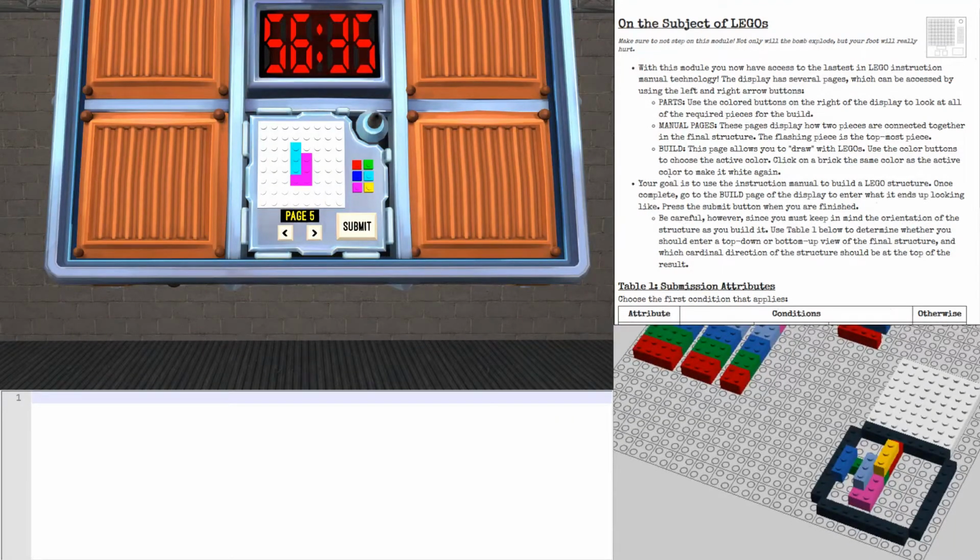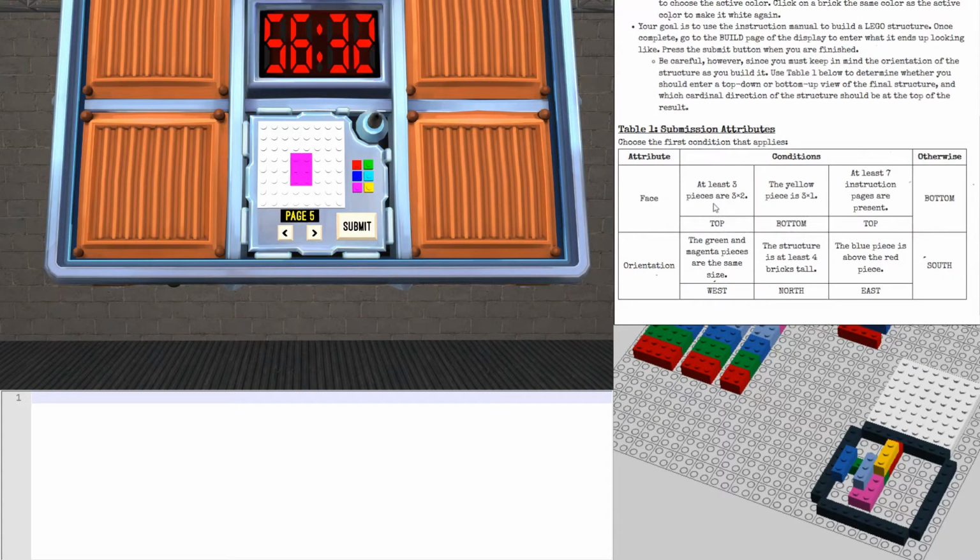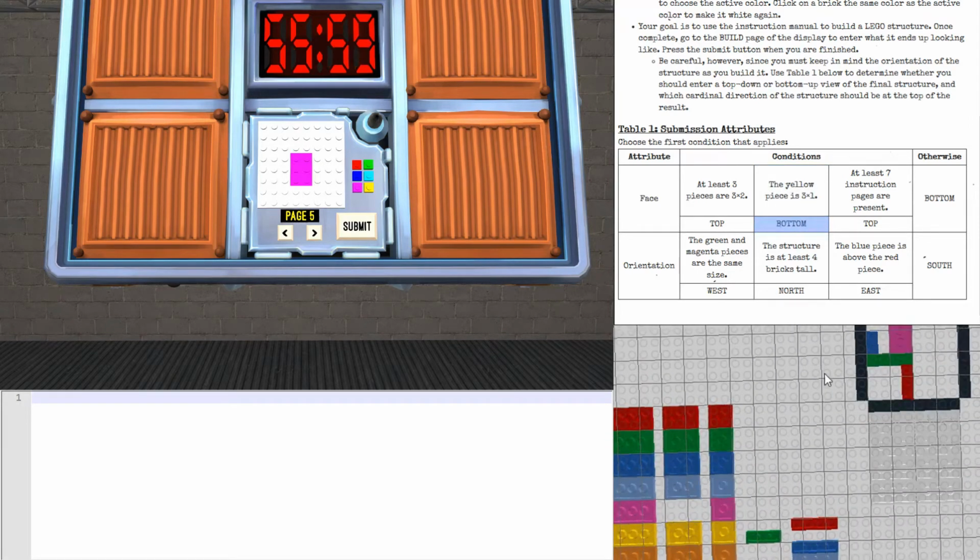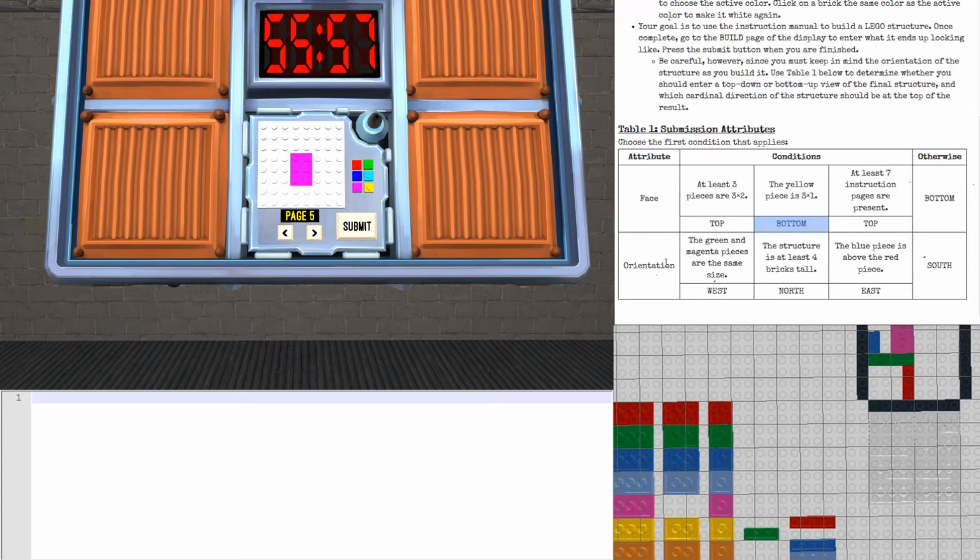Okay, now let's take a look at the manual. We have a table here which tells us 2 things. First of all, we need to look at the construction that we've just made, either from the top or the bottom. Let's find out which it is. At least 3 pieces are 3x2. No, there was only one 3x2, so that's a no. The yellow piece is 3x1, that is the case. The orientation of the yellow piece doesn't matter, so 3x1 and 1x3 is the same thing. So we need to look at this construction from the bottom, like this. However, we also need to orient it.